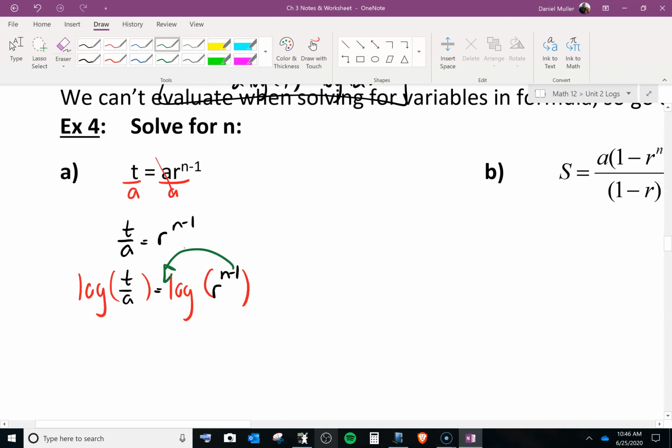So what have we done so far? Well, we just divided the a over so we could isolate the r, because the r is what has the exponent that we're after. And then because I want that exponent, I got to take a logarithm to get that exponent down. So that's what I'm doing here. N minus 1 is being times now this log.